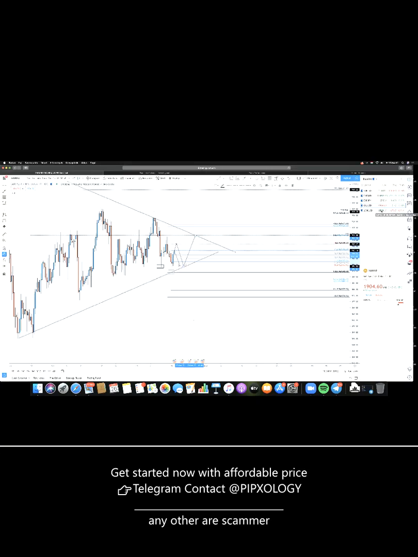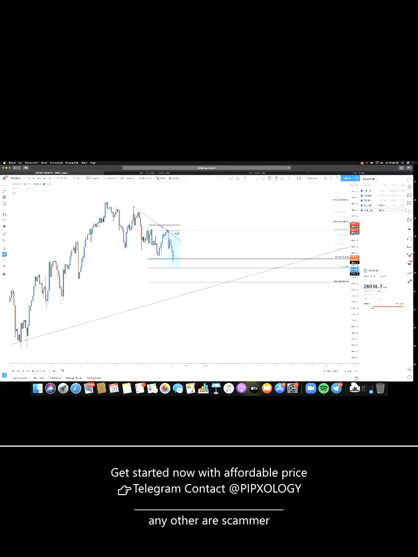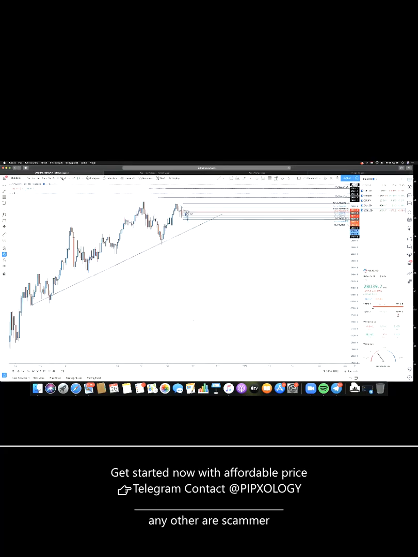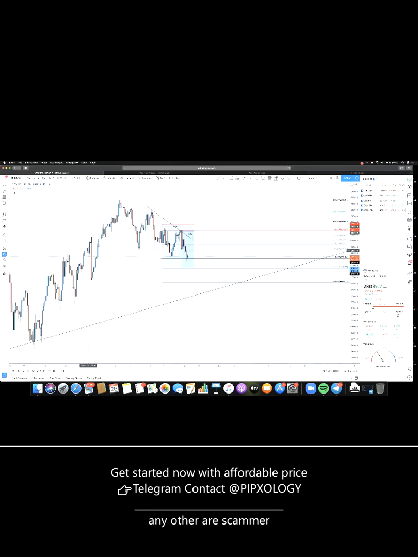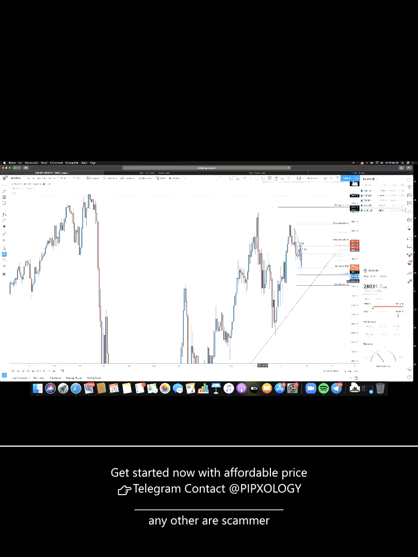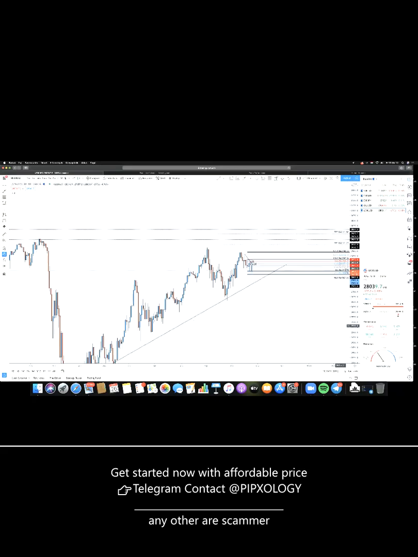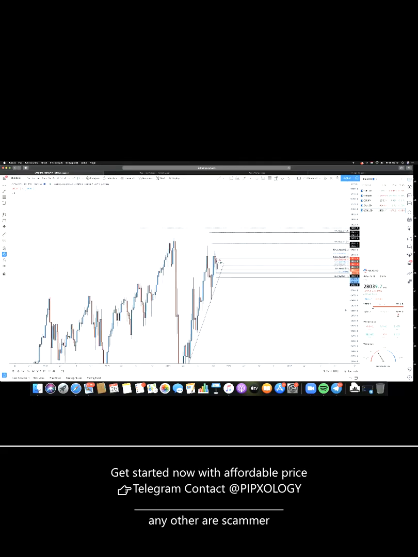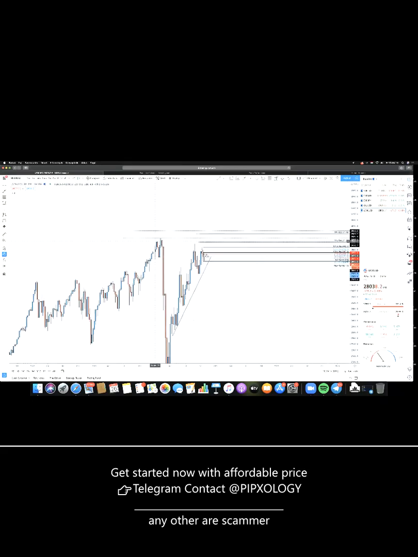Okay. Let's continue to US 30. US 30 also looking really interesting. So on the bigger picture, we can find the price almost came back to the previous all-time high level. It was very close to that. But after it started pushing back, and it came back to the trend line.